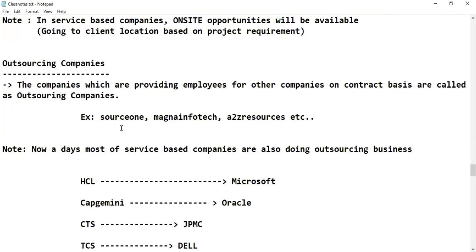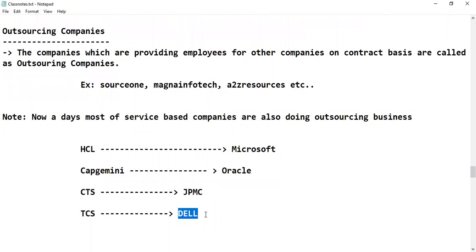So that means what? TCS already has so many employees. TCS will give employees to Dell for 1 year. Dell will pay the money to TCS, and TCS will pay the money to the employees. So these kinds of outsourcing companies are also available in the market.